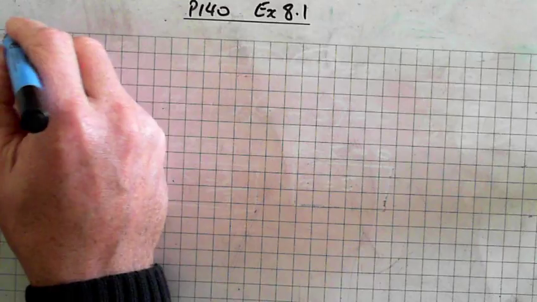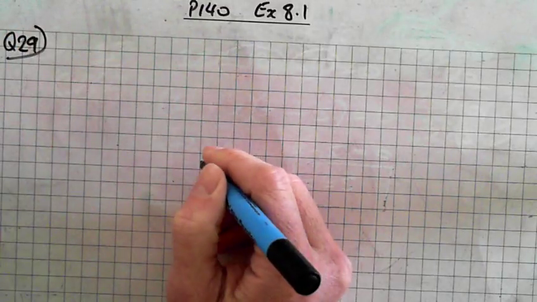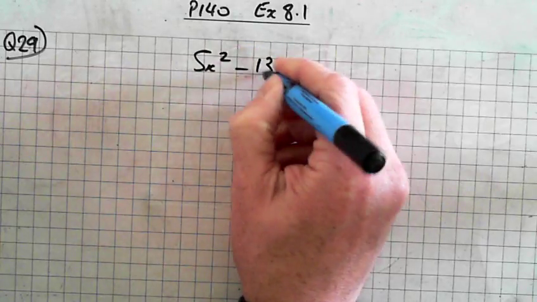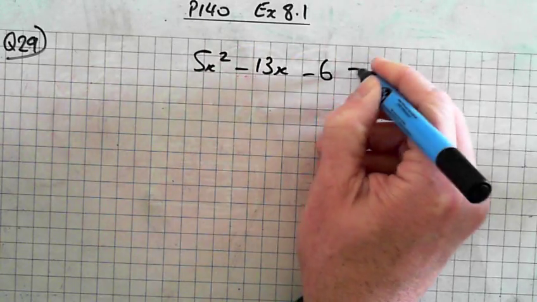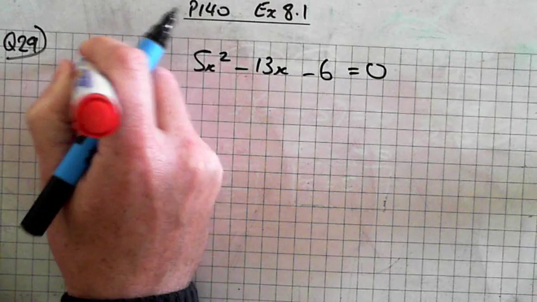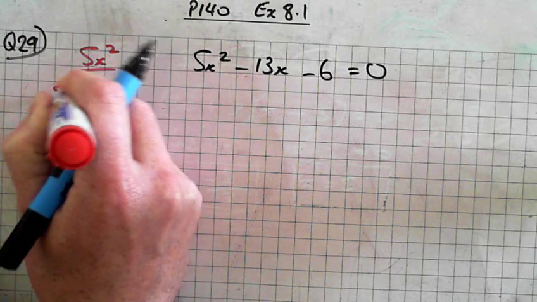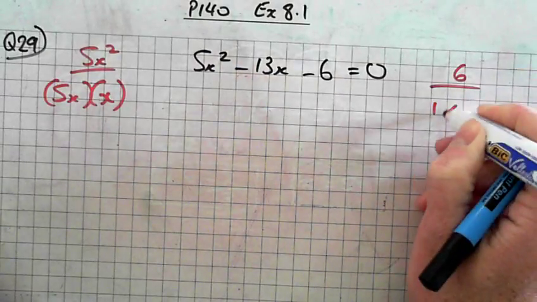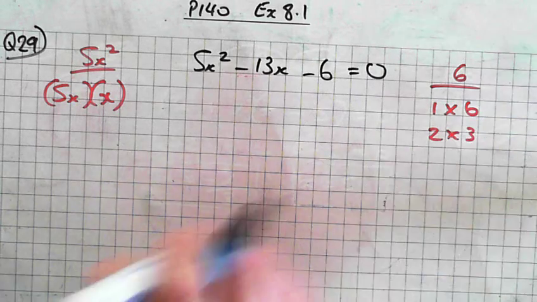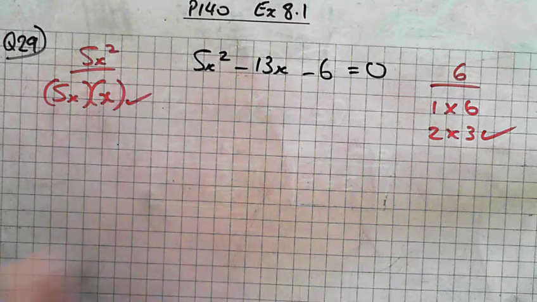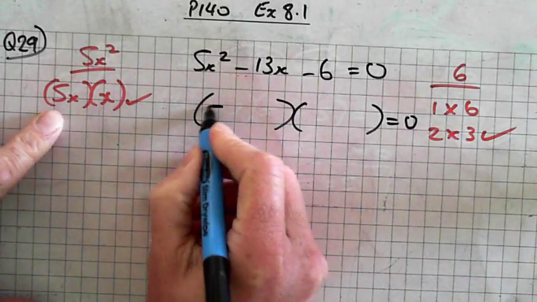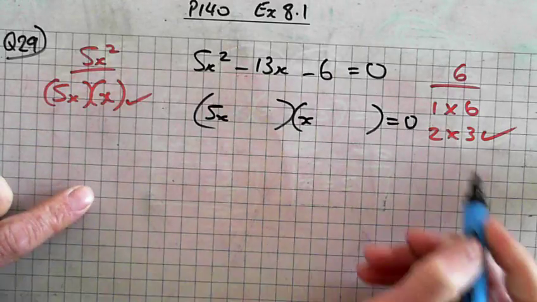Okay, now question 29. 5x squared minus 13x minus 6 is equal to 0. Factors of 5x squared are, shout them out. Factors of 6: 2 by 3. We'll use the bottom pair. Okay, so we use 5x here and x over there. We're going to use 2 and 3.